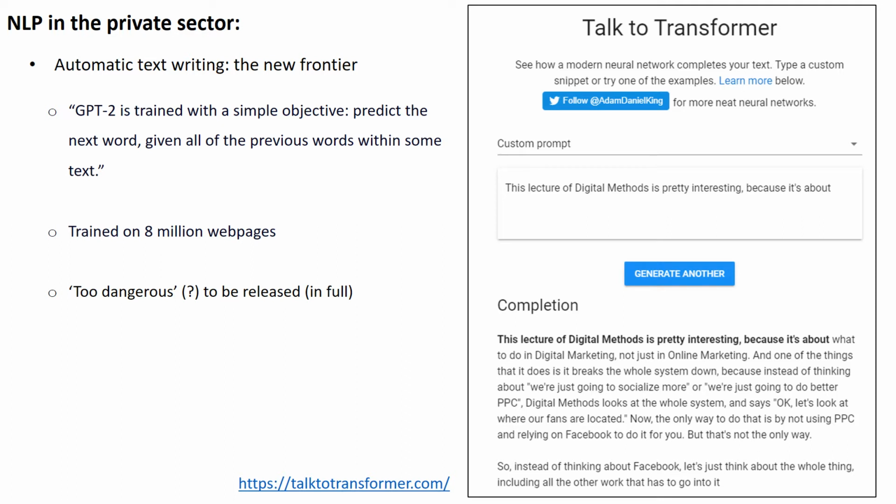Of course, it's difficult to distinguish between the real capabilities of these models and the media hype, because the media is pretty quick in hyping all breakthroughs in NLP. But still, as you can see from this example, it's relatively impressive what they can do nowadays.